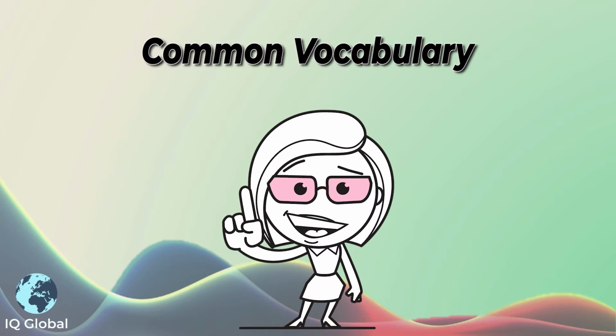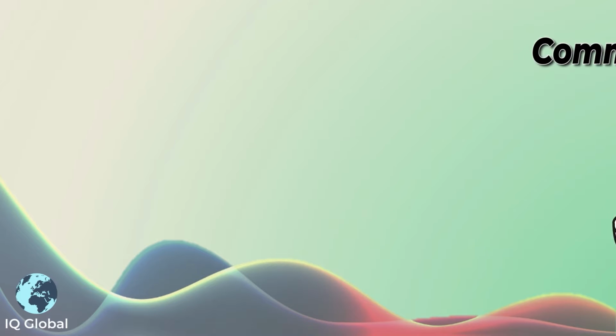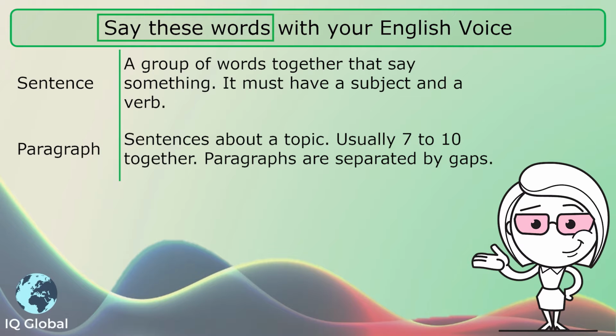Today we will continue talking about some common vocabulary. Say these words with your English voice. Sentence. A sentence is a group of words together that say something. It must have a subject and a verb.